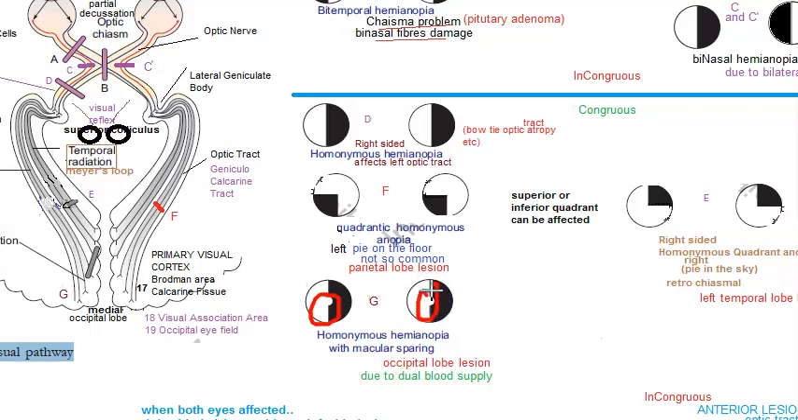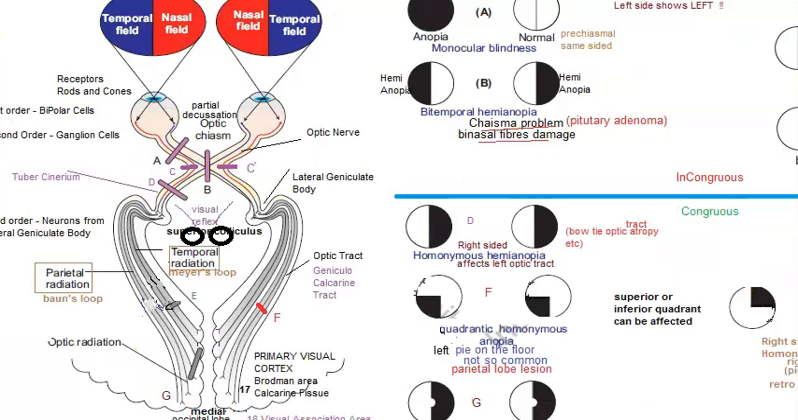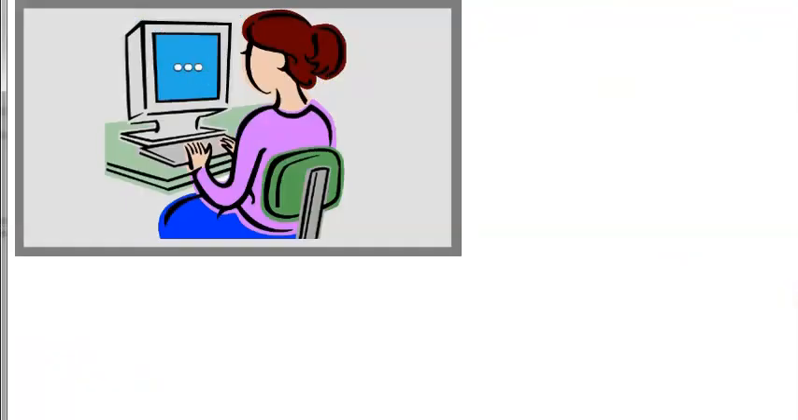This is an occipital lobe lesion. They are saying some lesion in the occipital lobe. The macular sparing happens because of dual blood supply. That's all we know as of now. Hope this is clear, guys, because we have given only very basic stuff here. For more information, please read from the textbook, okay?